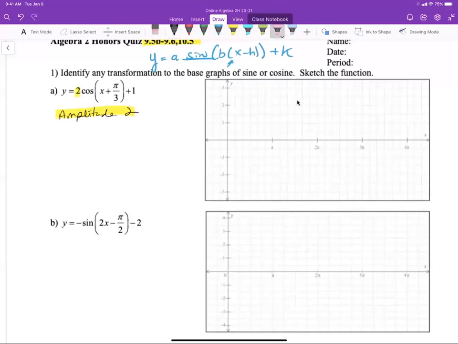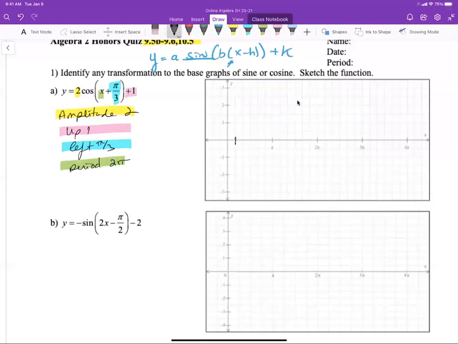I have shifted up 1. I don't have to factor anything out. I'm in the format that works for me. I know I have gone to the left pi over 3, and I have a period. This is not a transformation, but I like to write it so I know what I'm working with, 2 pi.